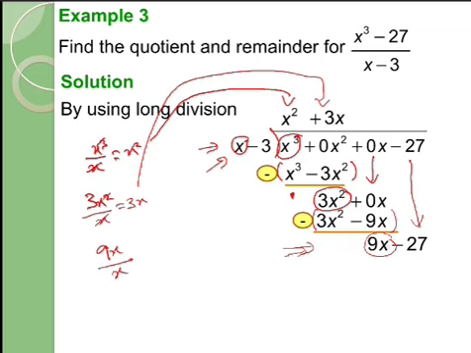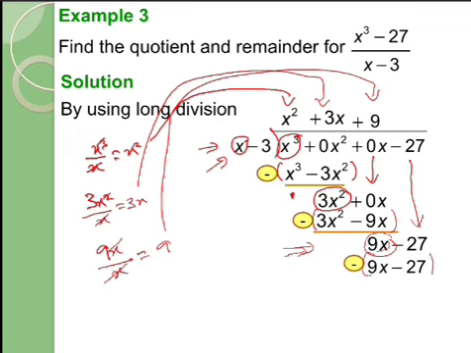So keep on dividing. 9x divided with x is just 9. So put 9 on top. Next, 9 times x is just 9x. 9 times negative 3 is negative 27. Subtract these two terms and your answer is 0 as the remainder.